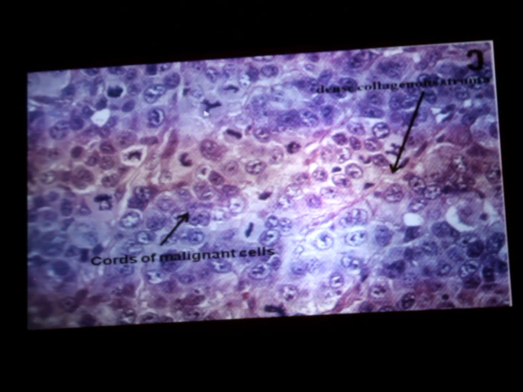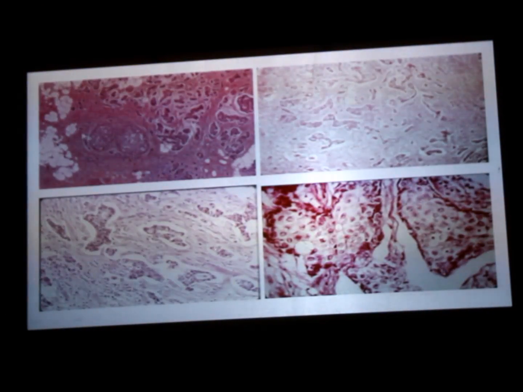If you look at the cells closely, these malignant cells show atypical mitosis. They show hyperchromatic nucleus. Okay, so this is mitosis, this is mitosis, this is mitosis. Cells have got very big nucleus compared to normal cells. This is the collagen or the stroma.